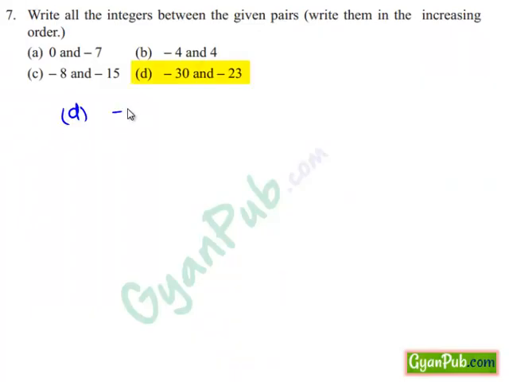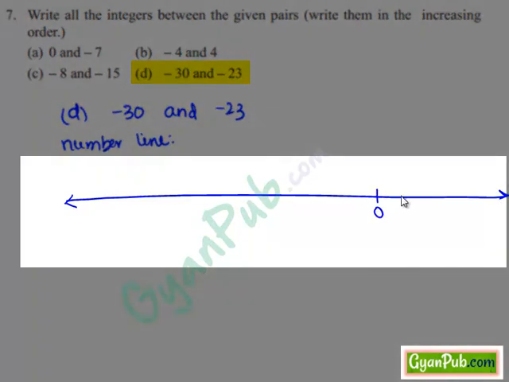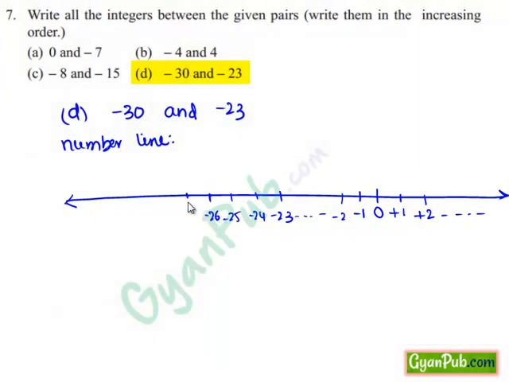Take down the D bit, -30 and -23. To write integers between -30 and -23, we will use a number line. In this number line, 0 is the middle value. Right side of 0 are positive values, +1, +2 and so on. Left side of 0 are -1, -2 and so on. -23, -24, -25, -26, -27, -28, -29, -30 and so on. We will mark -30 and -23 on the number line.